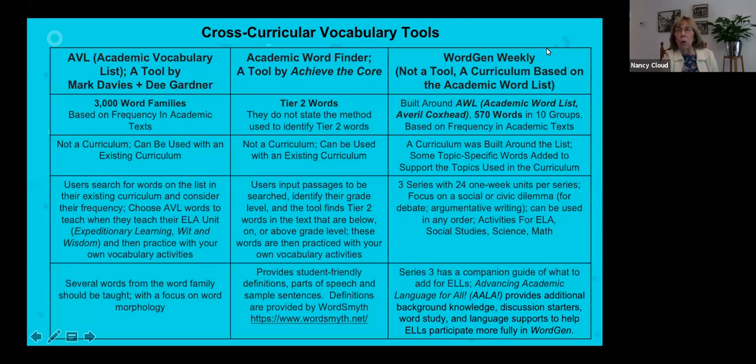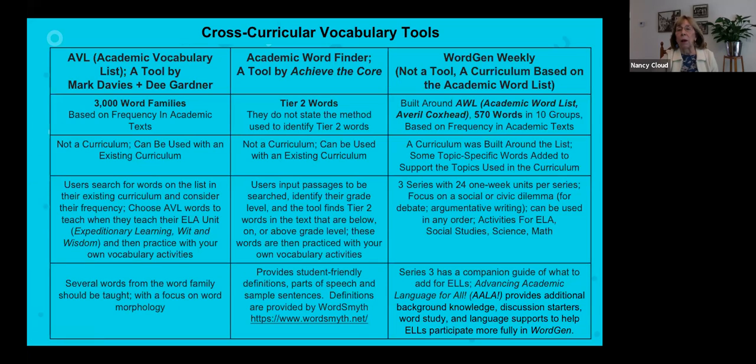But then some of you brought up Catherine Snow's free online curriculum for learning academic words called Word Generation Weekly, or Word Gen Weekly. So I wanted to talk about that a little bit more today so that you know where it fits in relation to the other tools, because it is based on a tool as well. It's based on the academic word list, which was the first academic word list that we all were working with.